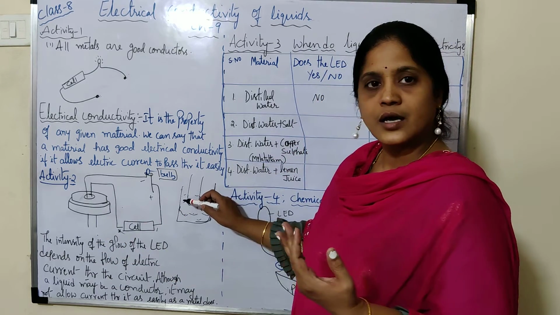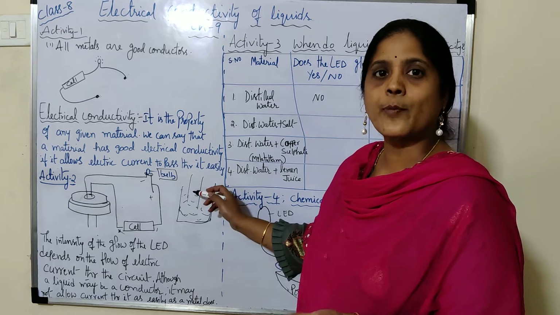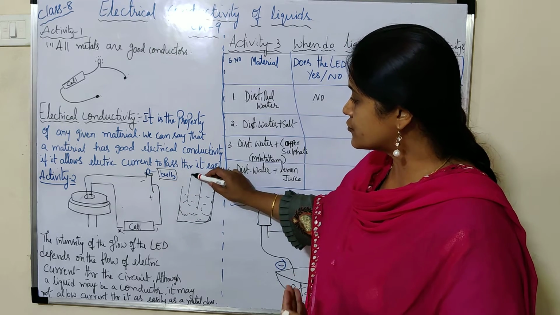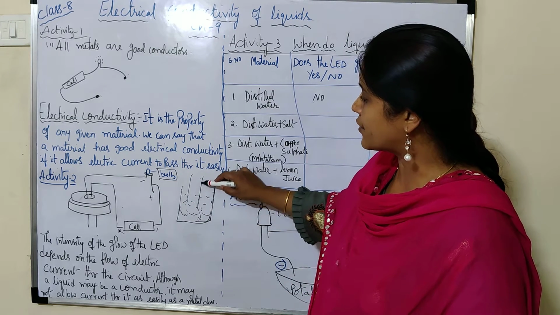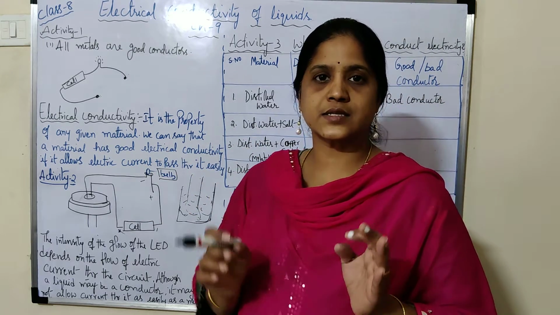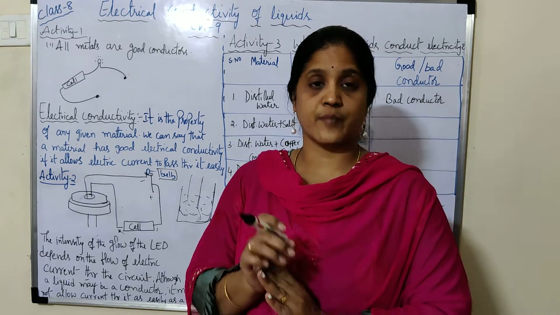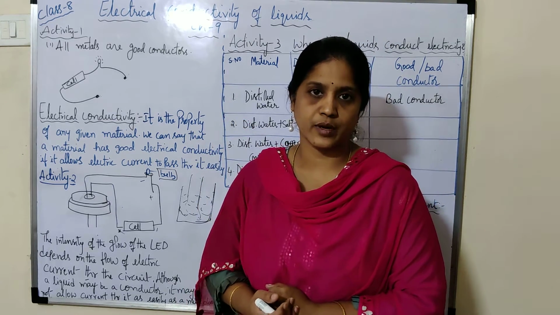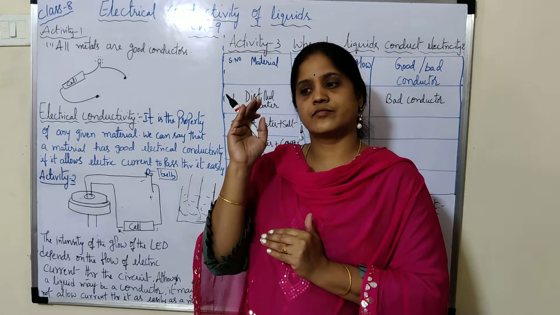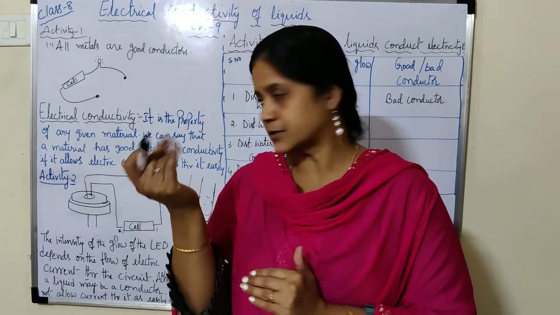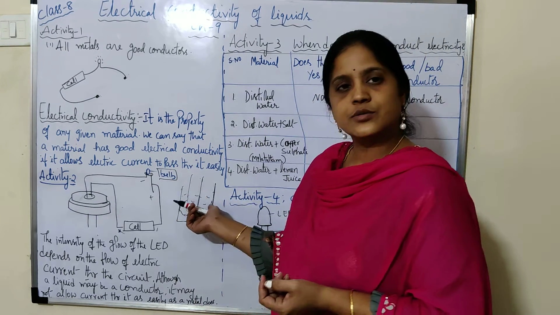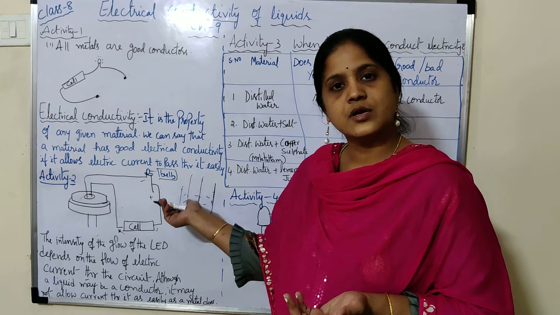And here is distilled water with copper sulfate. Observe: the current flows from this metal pin through the solution to the other metal pin to the battery, and like this the bulb glows. Always in the circuit, current flows from the negative terminal to the positive terminal. It starts at the negative terminal and ends at the positive terminal. Even in the copper sulfate solution, the bulb glows.